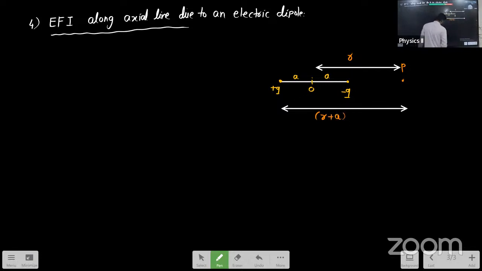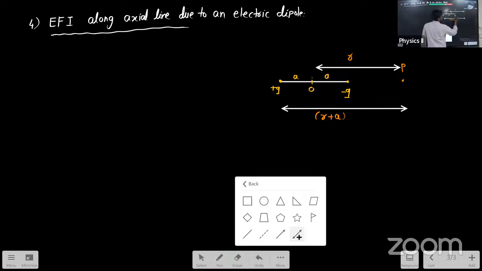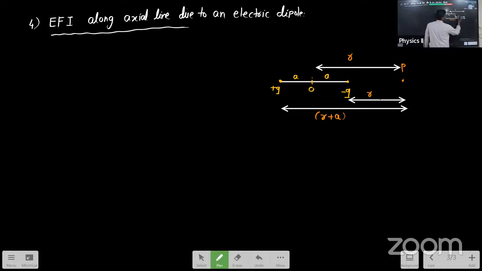And what will be this distance from minus q charge to point P? This distance will become r minus a. I hope you are getting this. Let me consider this to be a point A and this to be point B. Now this is the entire arrangement for this particular answer.